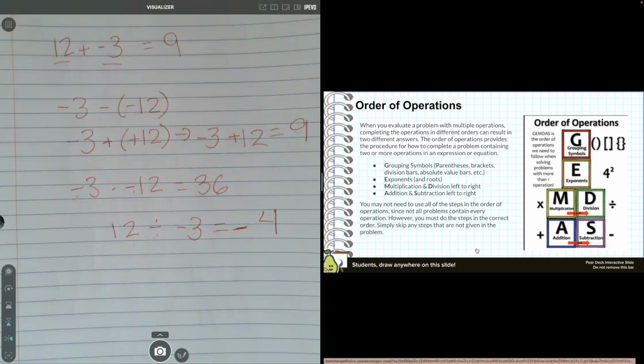You don't need to use all the steps. If you don't see any grouping symbols, then you don't solve any grouping symbols. You just move on to what you see first, going through this order.